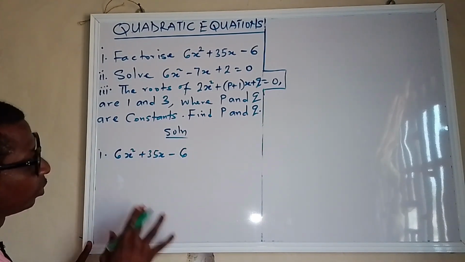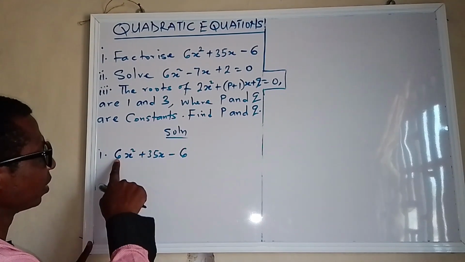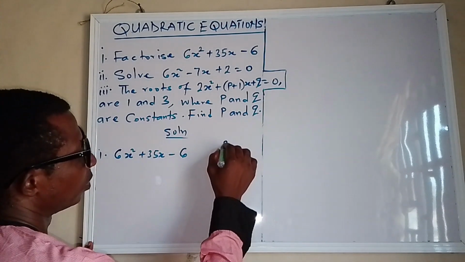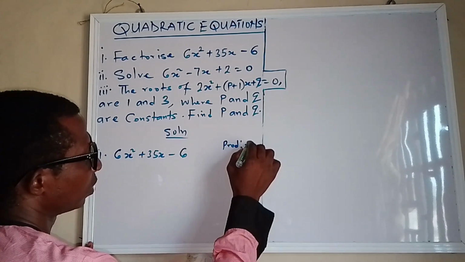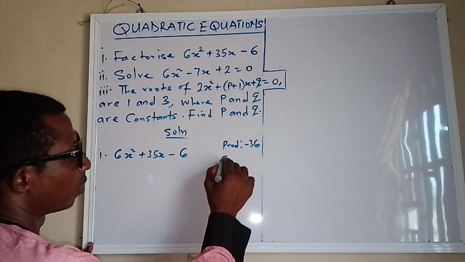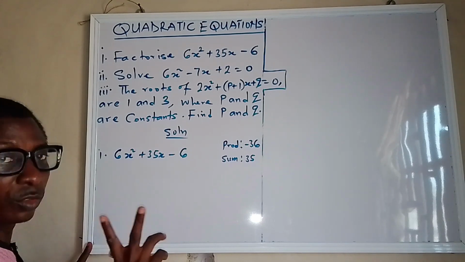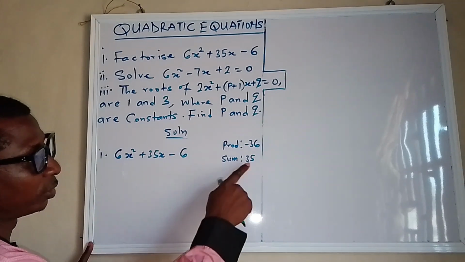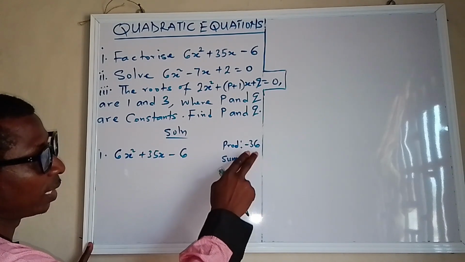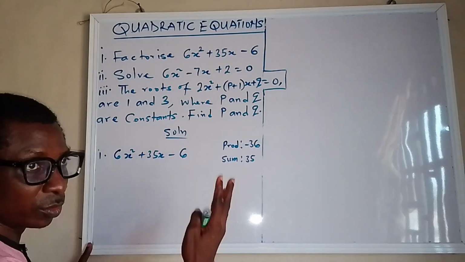Now the first thing is to get the sum and product. The product of this expression is 6 times minus 6, that is the product is minus 36. And the sum is the coefficient of x, 35. Now, you need two numbers such that when you add the two numbers together, it gives you 35, and when you multiply together, it gives minus 36. What are the two numbers?